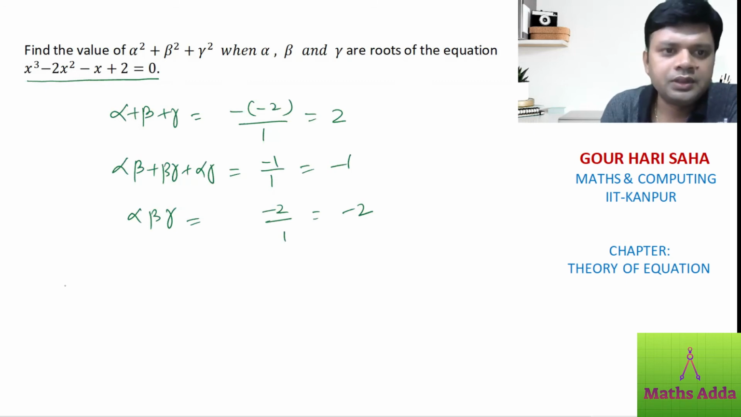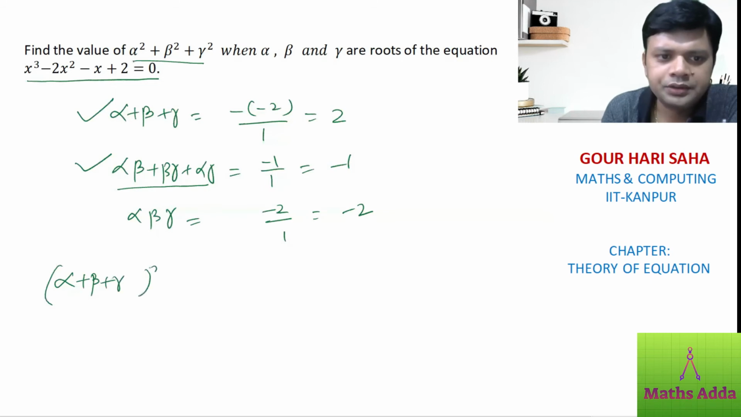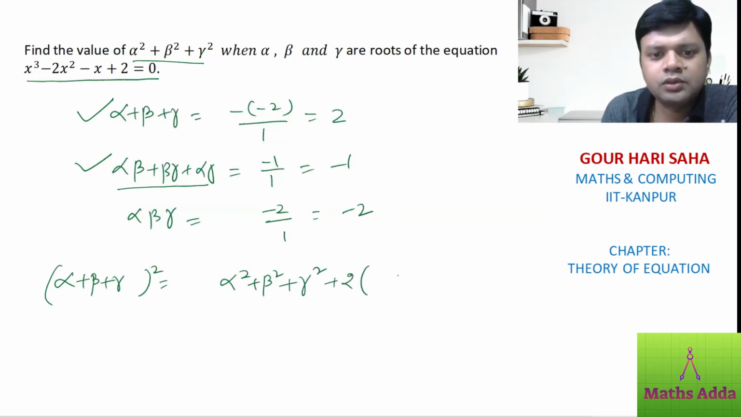If you think, you can see a pattern. It is alpha plus beta plus gamma. If you square them, you will find this one and somehow connect it to this one, right? What I am saying is, alpha plus beta plus gamma whole square is equal to alpha square plus beta square plus gamma square, and 2 times alpha beta, beta gamma, alpha gamma, right?